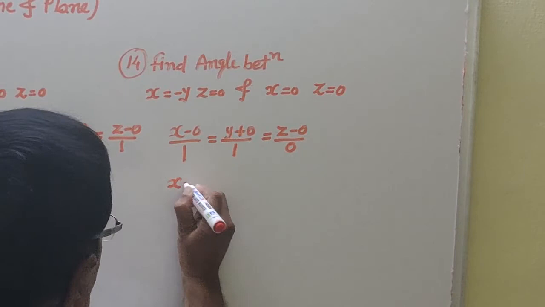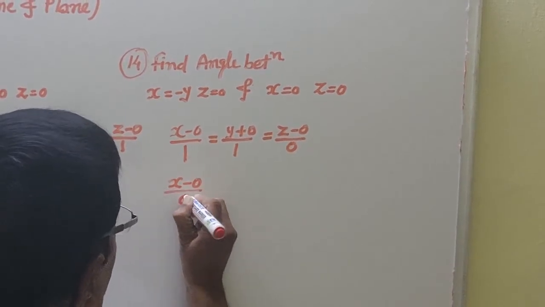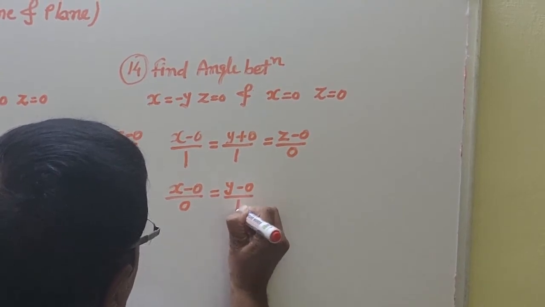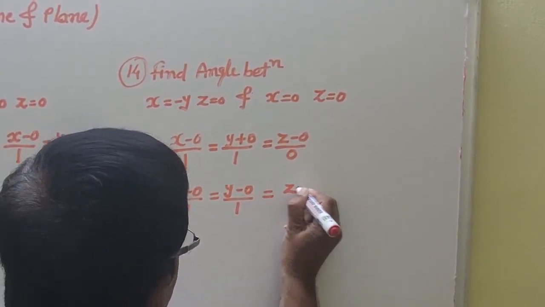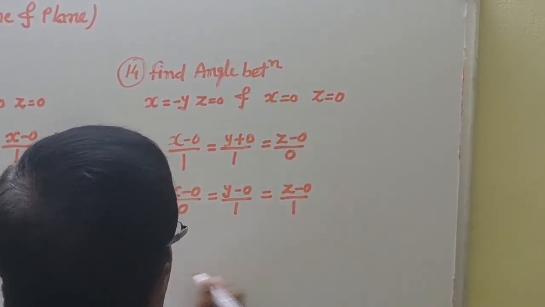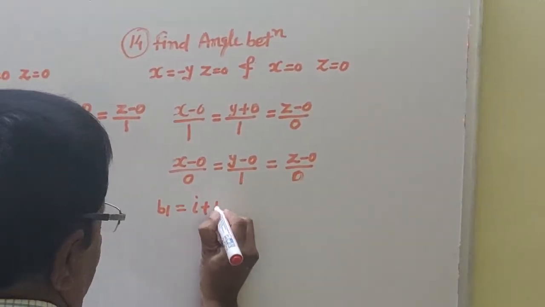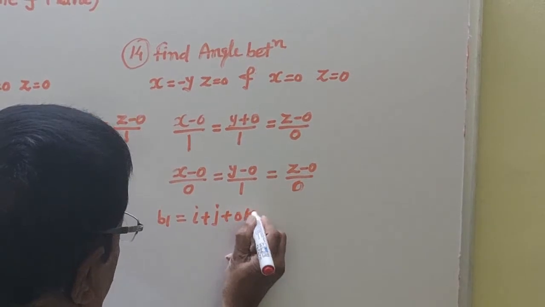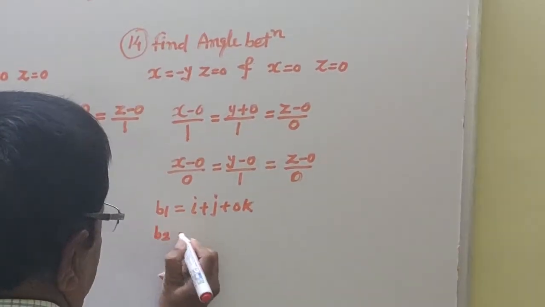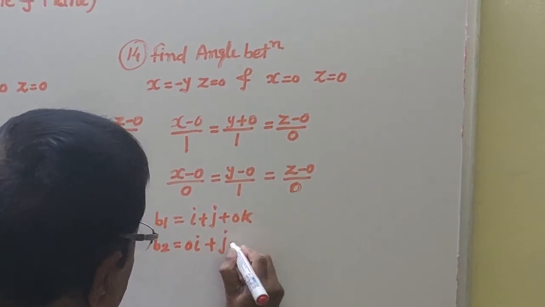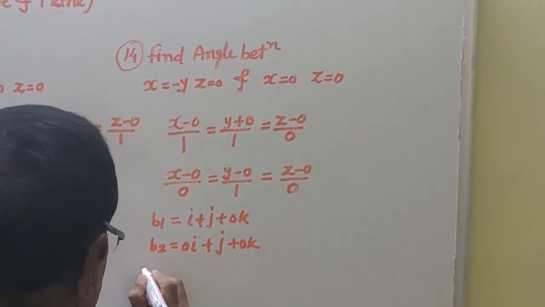X minus 0 upon 0. Y is not given, means y minus 0 upon 1 is equal to z minus 0 upon 1. So what is my b1? b1 is equal to i plus j plus 0k. Okay, b2 is equal to 0i plus j plus 0k.